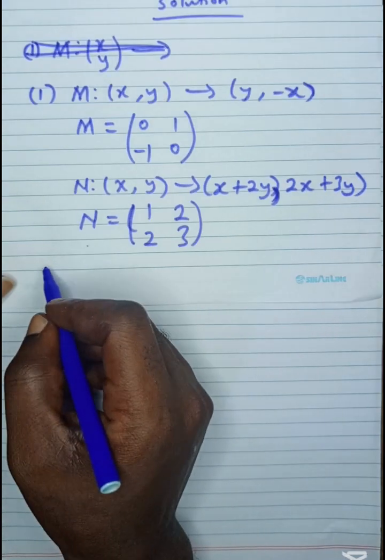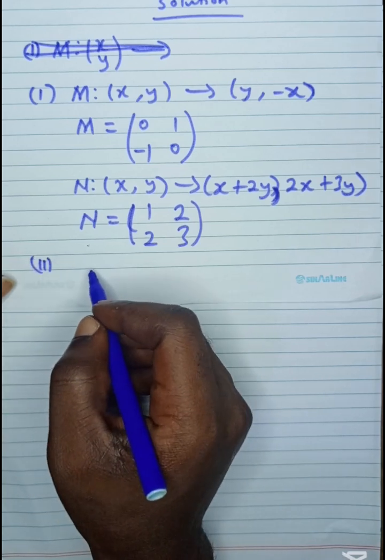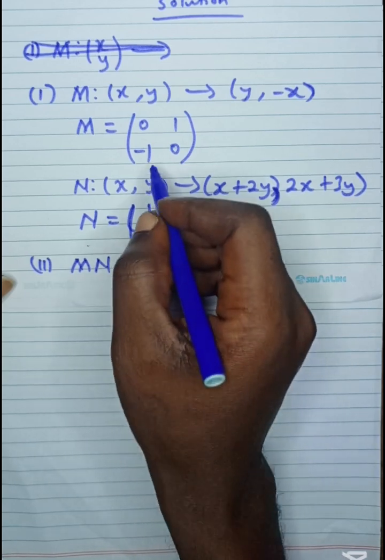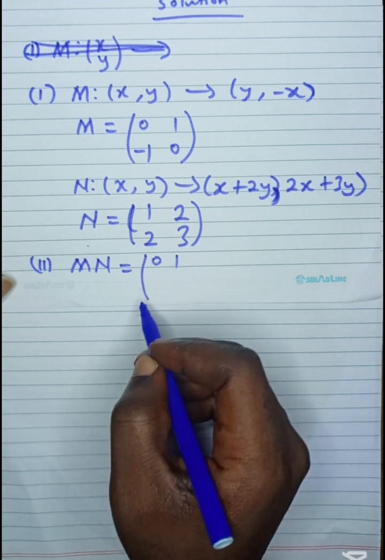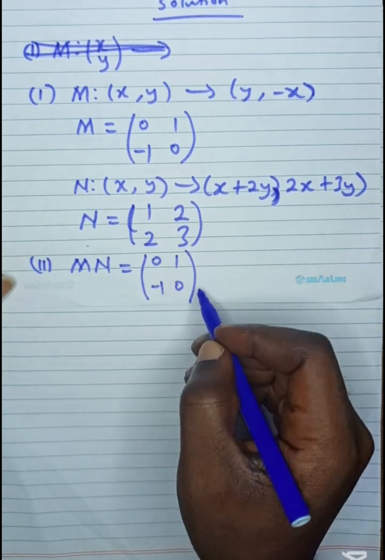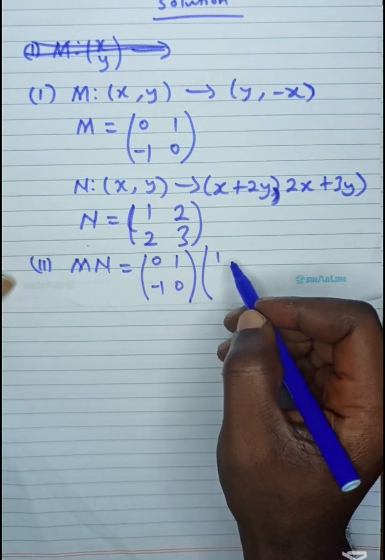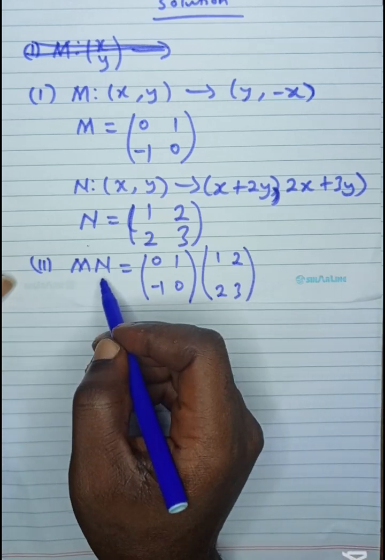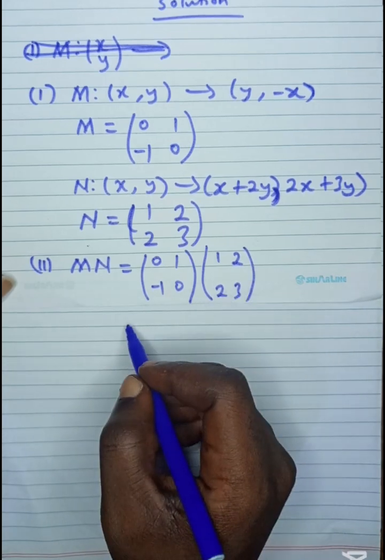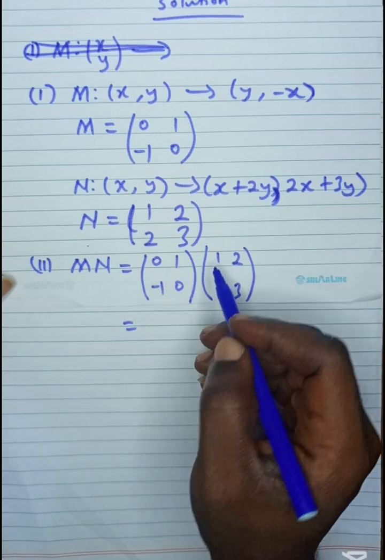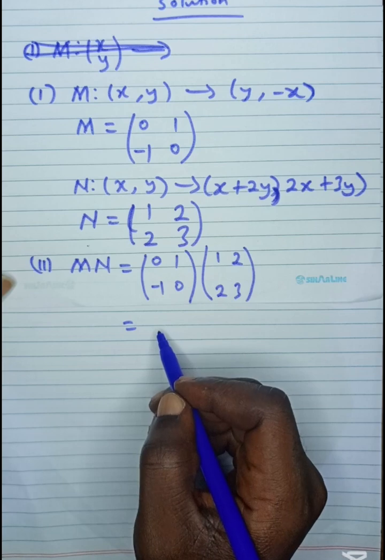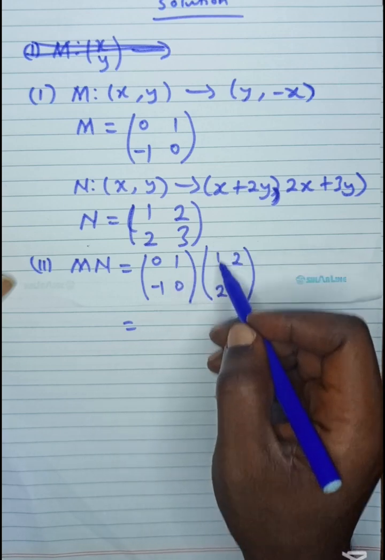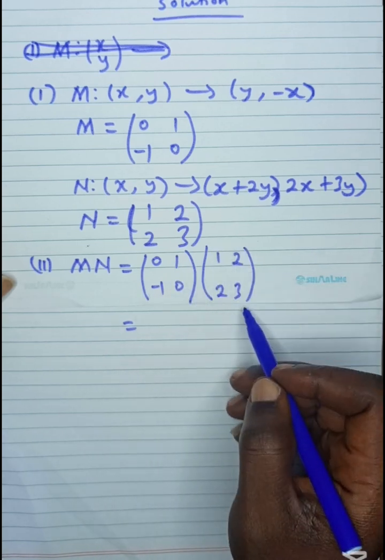Now let's go to part two. We have to find MN. The M is [0, 1; -1, 0], multiplying the N, which is [1, 2; 2, 3]. The MN means that the two matrices are multiplying. Please, I want you to look at how I'm doing the multiplication. I take the row, then I multiply by the column, row by the column.